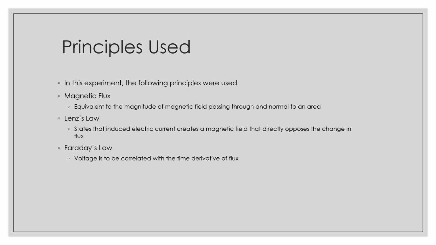First of all, we have magnetic flux, which is equivalent to the magnitude of the magnetic field passing through and normal to an area. Next up, we have Lenz's law, which states that the induced electric current creates a magnetic field that directly opposes the change in flux. Finally, we have Faraday's law, which states that voltage is to be correlated with the time derivative of flux.